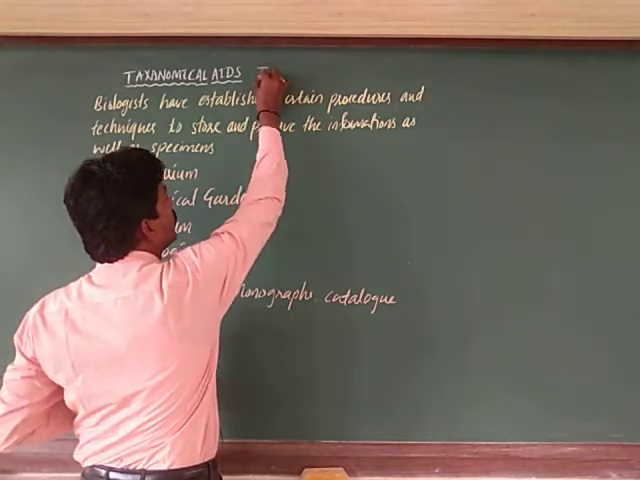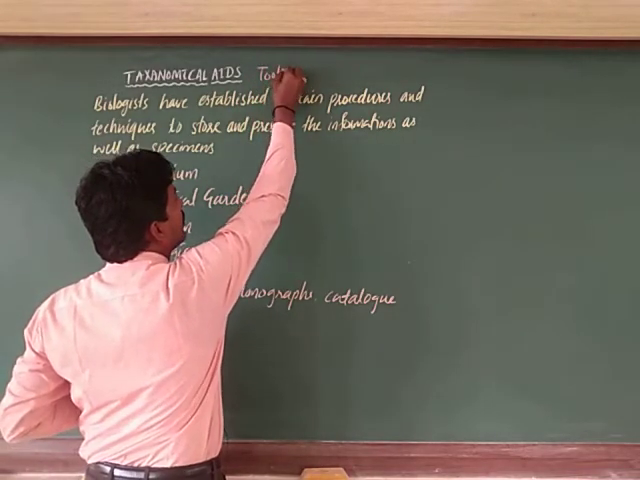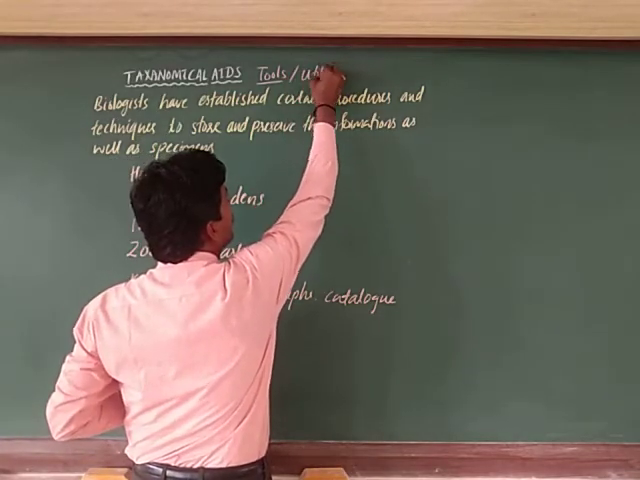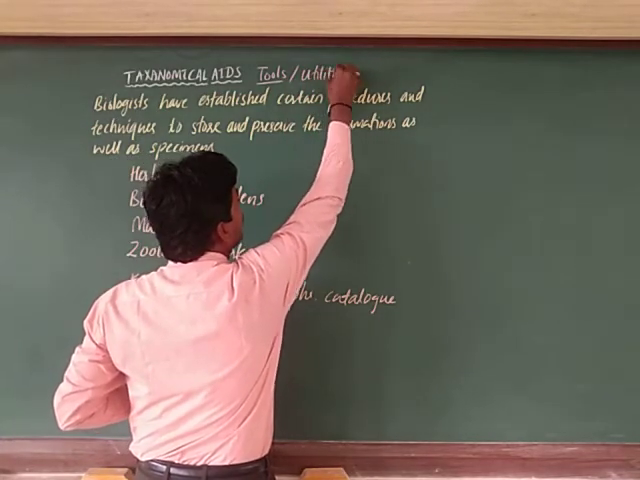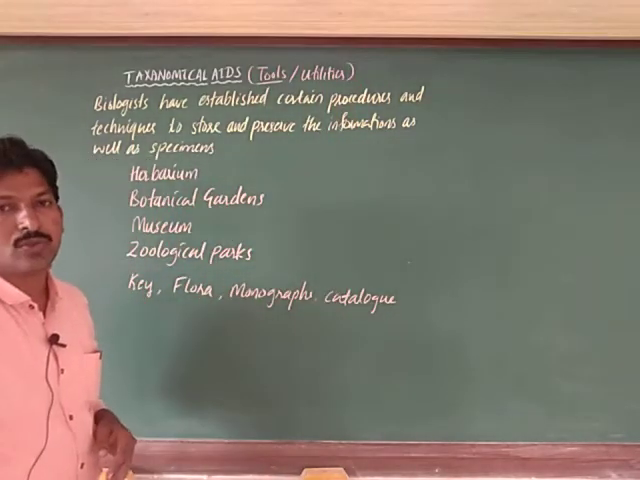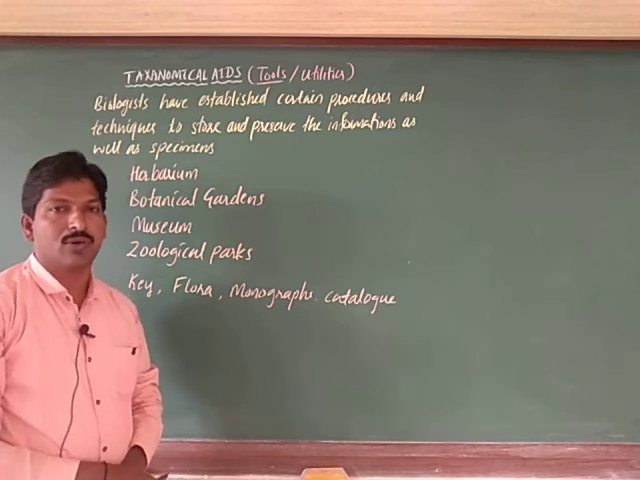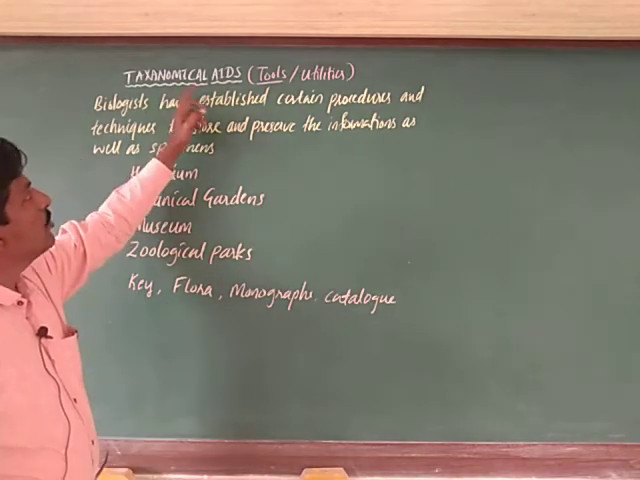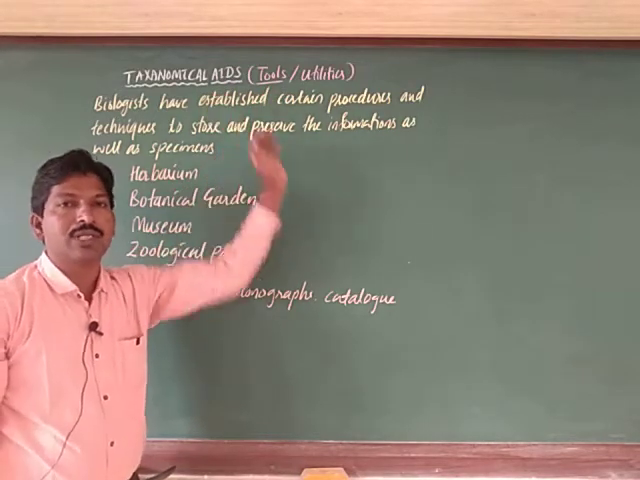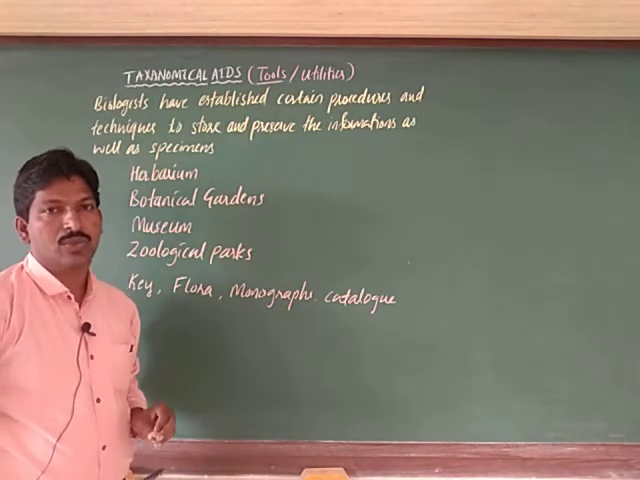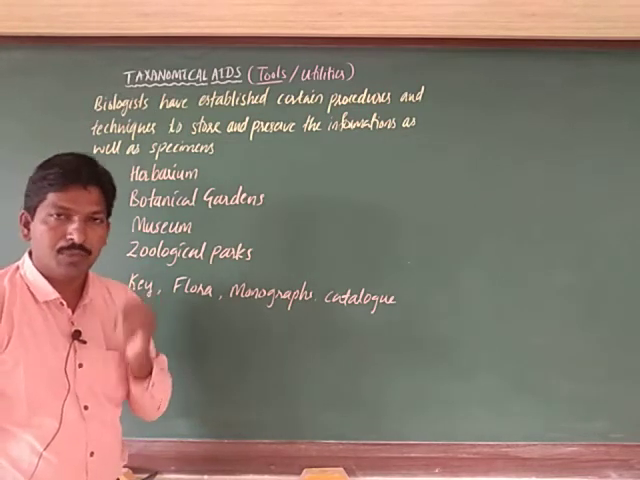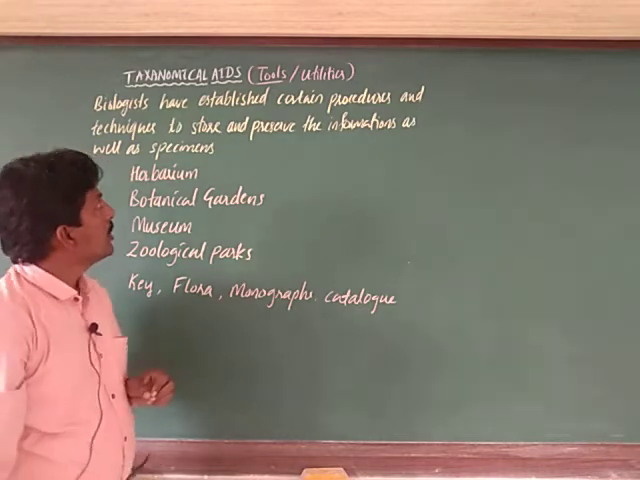It is nothing but tools. You can refer to it as tools or utilities, or techniques, or procedures we can call. So, taxonomical aids or taxonomical tools or taxonomical utilities. These are the tools which help in the taxonomical processes. Understood?